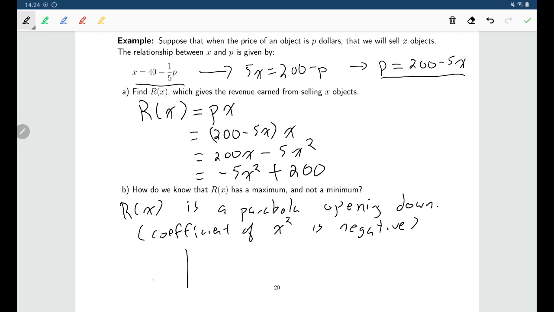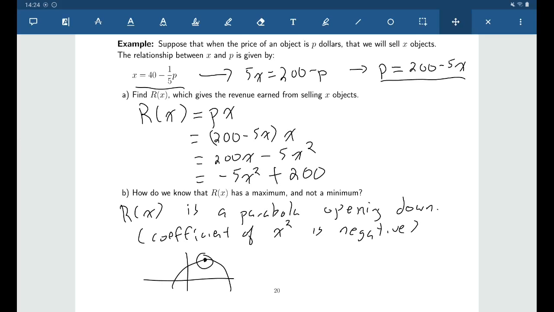And so you know that when a parabola opens downward, wherever the vertex is, that would be the maximum value, the absolute maximum. So here we know for this revenue function that its graph would be a parabola opening downward. So that means that we'll have a maximum revenue and not a minimum revenue. And that also means that we'll have our maximum revenue wherever the vertex is.